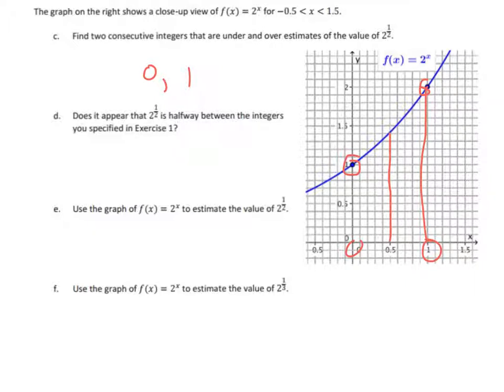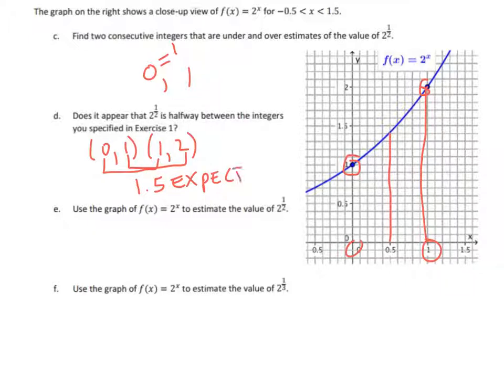Now, does it appear that 2 to the 1/2 is halfway between those values? Well, what was the value at 0? At 0, it turned out to be equal to 1. So we had 0, 1 really was the coordinate. And at 1 it turned out to be 2. So if I'm going halfway between 0 and 1, I would expect halfway between 1 and 2, and you would expect 1.5. Wouldn't that be what you expect? All right. Does that work, though?